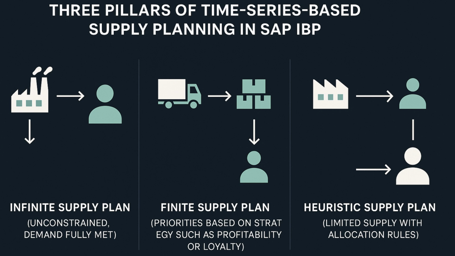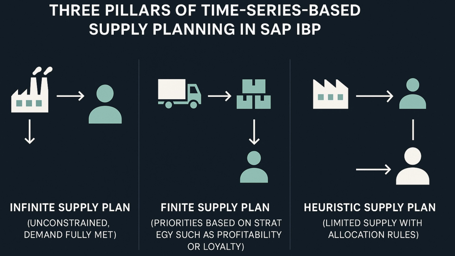To summarize, the three pillars of time series based supply planning can be thought of as three different lenses. Unconstrained infinite plan assumes everything is possible and creates a best case scenario where supply always matches demand. Finite plan with priorities recognizes real world limitations and allocates supply based on the organization's defined strategic rules such as profitability or customer loyalty. Heuristic infinite plan with allocations works with actual available supply and uses allocation rules to distribute limited resources fairly and strategically.